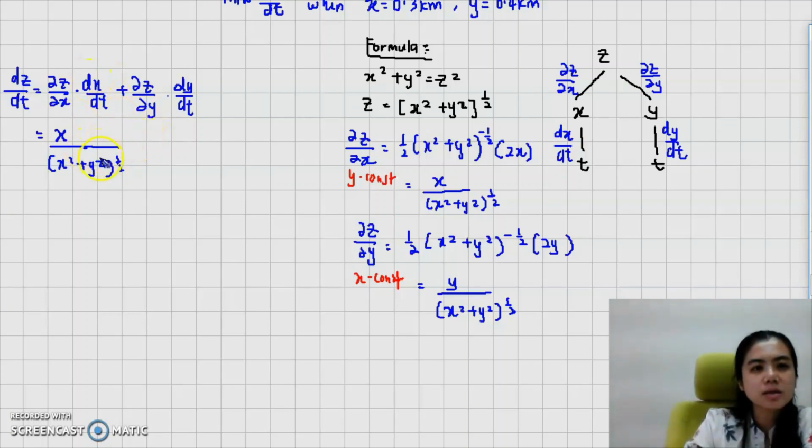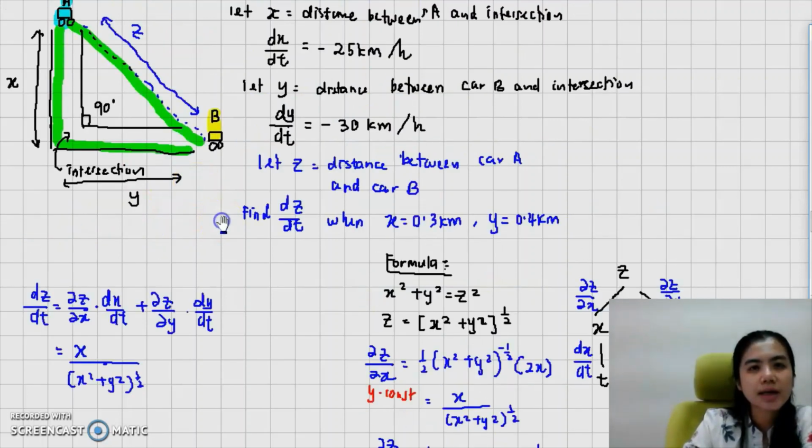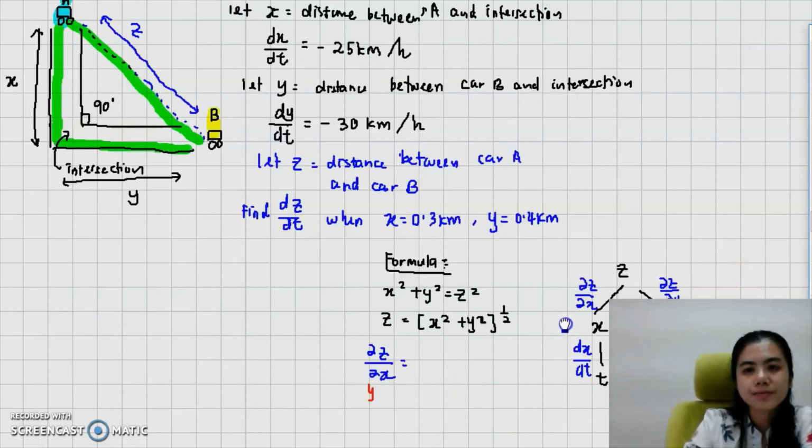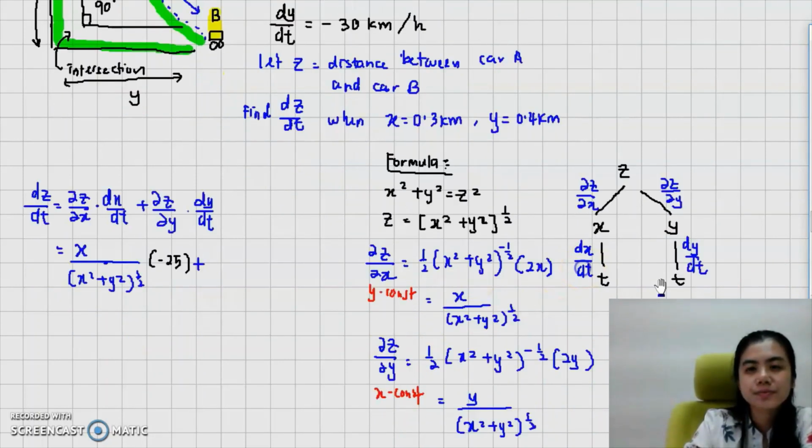Okay, how about our dx dt? Do we have our dx dt? Yes, we have this on the top. So our dx dt is negative 25. So we have to multiply with negative 25 plus del z del y. Our del z del y is this one. Okay, del z del y is y over (x squared plus y squared) to the power 1 over 2. Okay, multiply with dy dt. Your dy dt is negative 30.